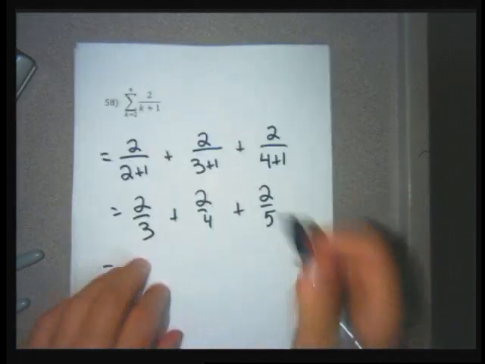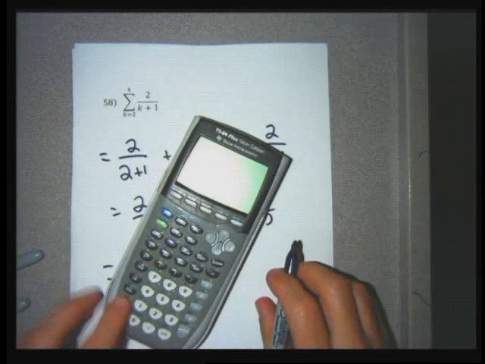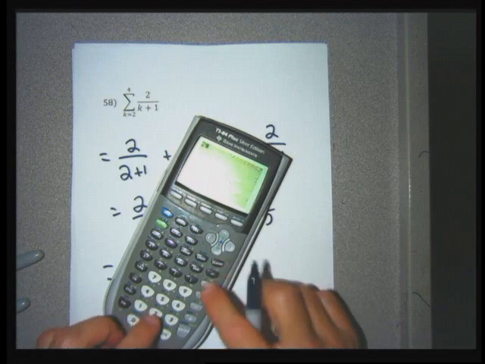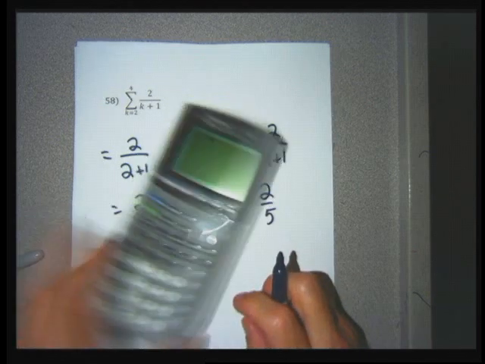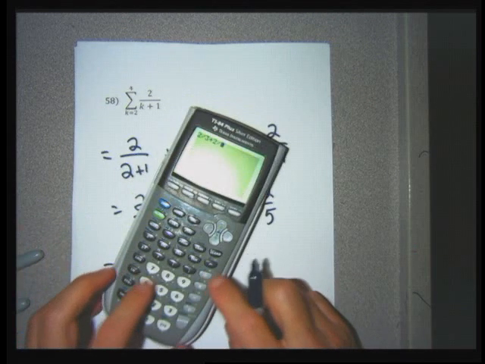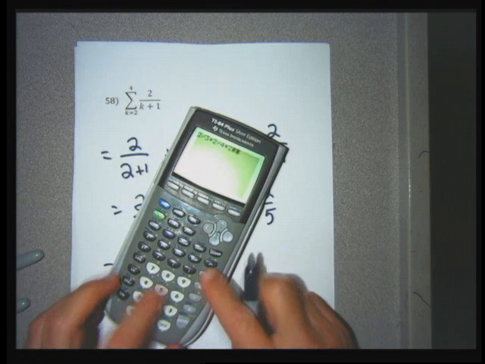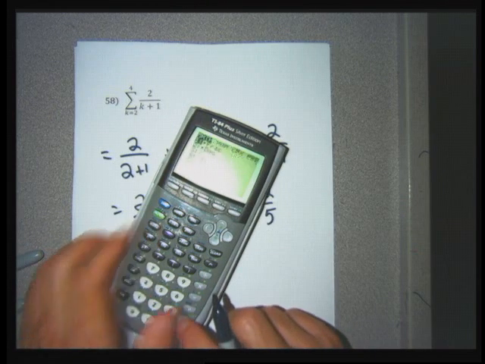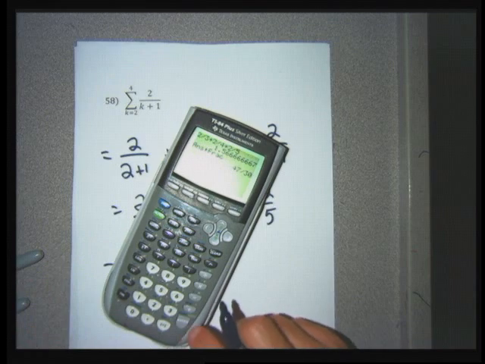I'm going to leave them just like that. I'm going to go on my calculator, 2/3 plus 2/4 plus 2/5. Math, enter, enter. My calculator tells me it's 47 over 30.